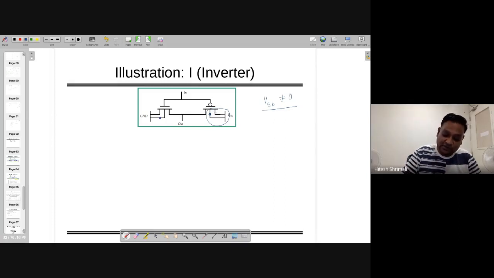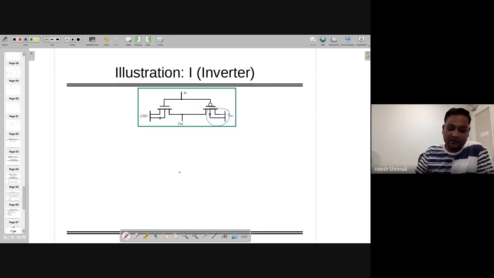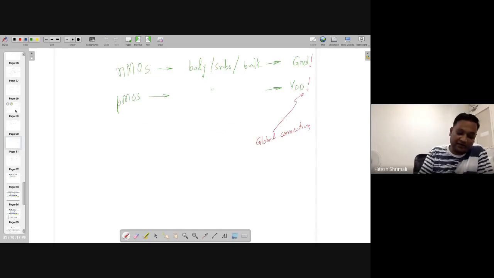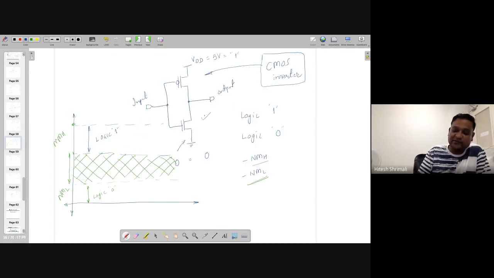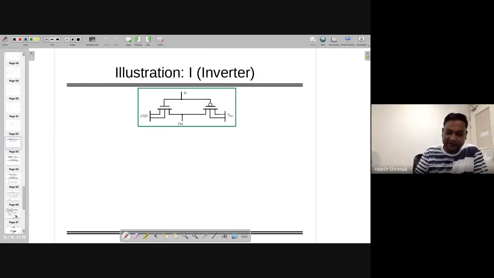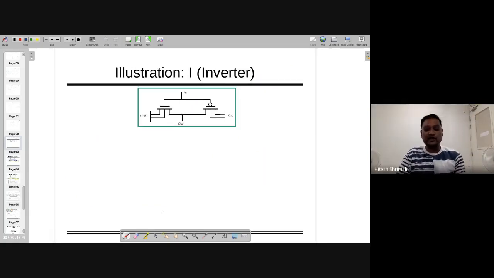That's why we are keeping VSB equal to 0. You can see source and body are tied together to one terminal, which is VDD, or in the case of NMOS, it's connected to ground. Okay. Generally, this is the theory. Now, let's come back to the place where we were, and I kept this circuit horizontally. Generally, people draw other way around, like the way I drew it here. This is the way people draw, but we have drawn actually horizontal so that you can understand how layout looks like, and layout will be easier to draw.